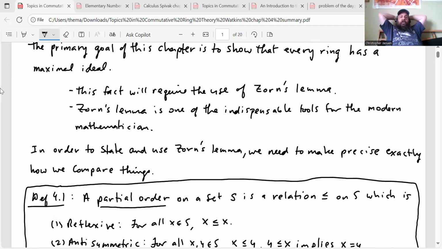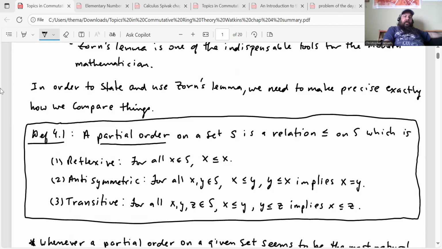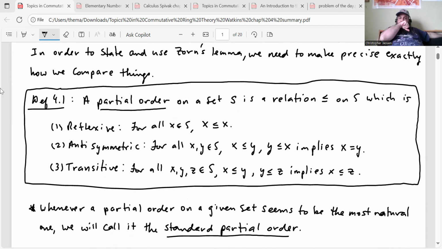In order to state and use Zorn's lemma, we need to make precise exactly how we compare things, which leads us to Definition 4.1. A partial order on a set S is a relation on S which satisfies these three axioms. One, it has to be reflexive. In other words, for all x in S, x is less than or equal to x.